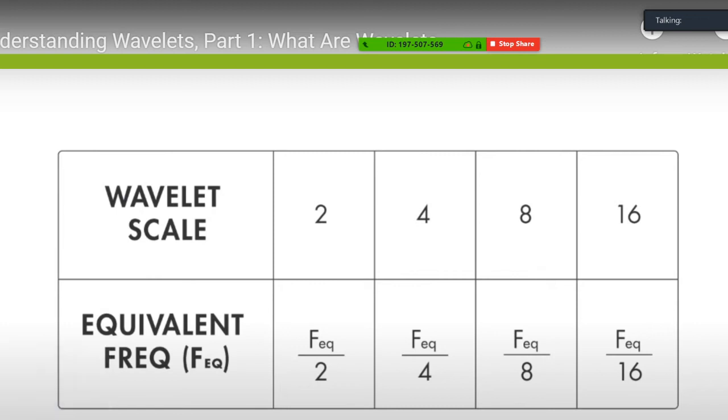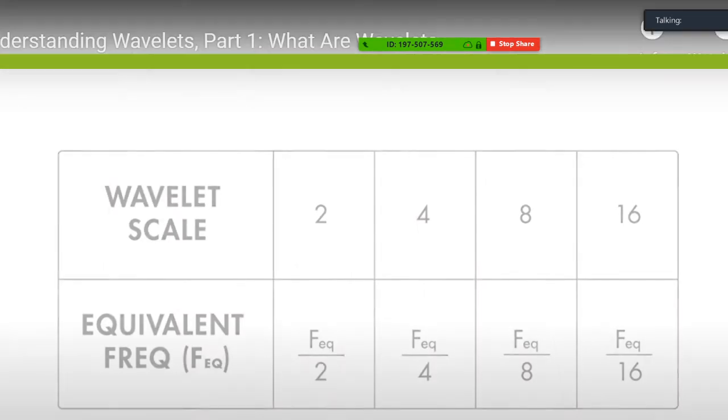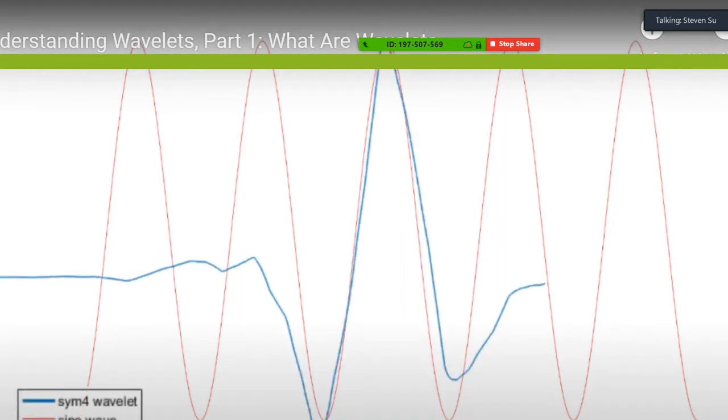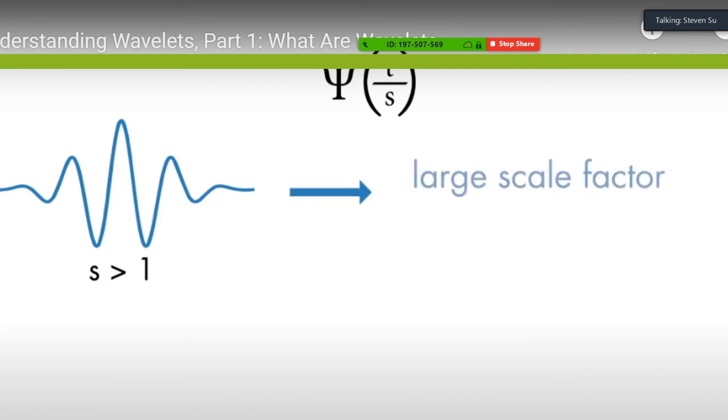When you scale a wavelet by a factor of 2, it results in reducing the equivalent frequency by an octave. Here is how a sym4 wavelet with center frequency of 0.07 Hz corresponds to a sine wave of the same frequency. A larger scale factor results in a stretched wavelet, which corresponds to a lower frequency.